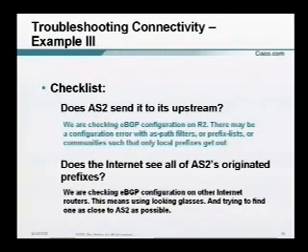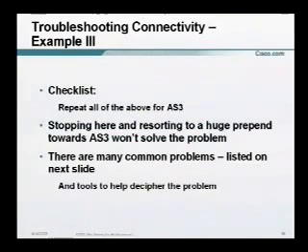Does the internet see all of AS2's originated prefixes? We're checking eBGP configuration by looking on other internet routers, which usually means looking at the looking glasses. They're the best ways of trying to find out what's going on. Checklist: repeat all of those above for AS3. Of course, what happens then is people do that, and then they say, no idea, let's do a huge prepend, and that will solve the problem. But it's not going to. As I said before, a huge prepend, if you're the only path, is not going to make any difference whatsoever.